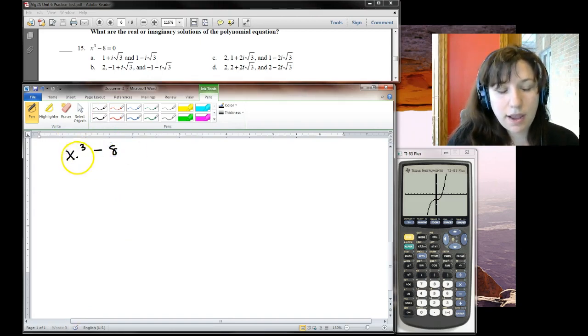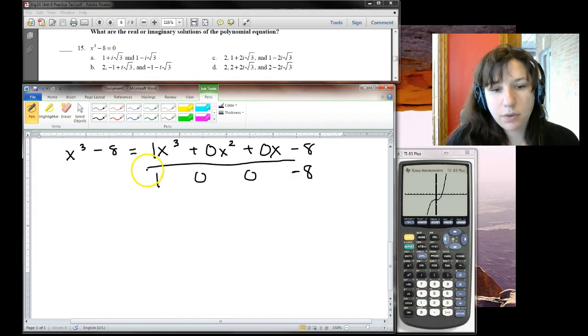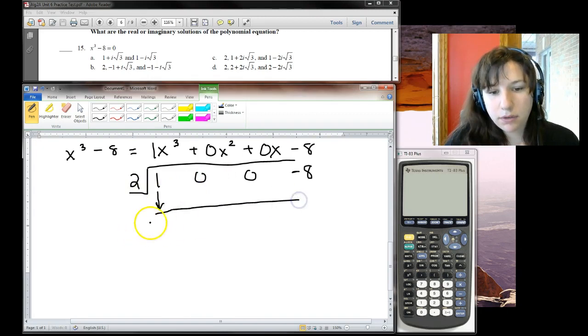So how I do that, I have x cubed minus 8. First you have to fill in the missing pieces. That's x cubed plus 0x squared plus 0x minus 8. For synthetic division, I just take the numbers in front. And I've already found that x equals 2. So that's what I'm going to divide by. I bring down the first number, multiply by 2, add those up, multiply by 2, add those up, multiply by 2. This is my remainder.